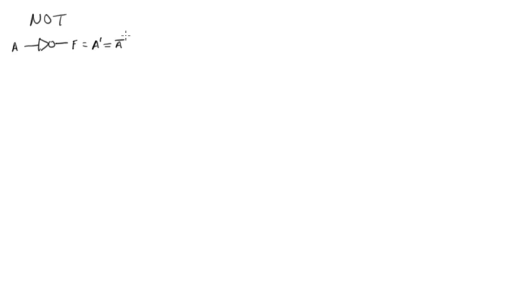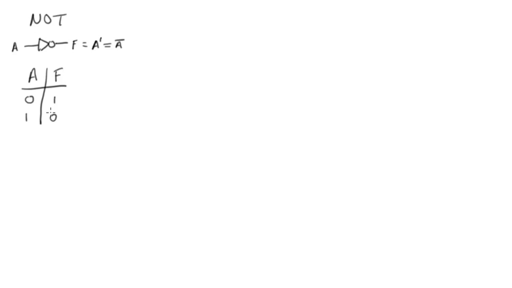The truth table for the NOT gate has one input and one output. If the input is 0, the output is not 0, so it's a 1. If the input is a 1, the output is not 1, so it's a 0.